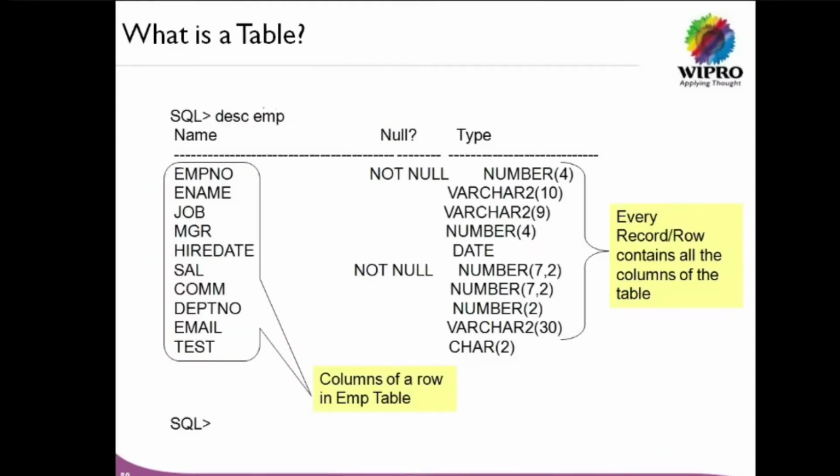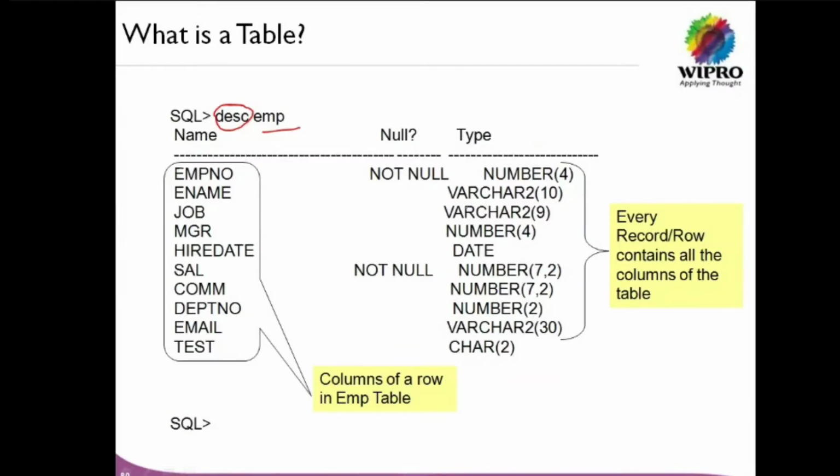And then there is another command to view the schema, which is called describe. Describe means to view the logical schema of the table. So here the table is employee. What is the schema of this employee table? Here we have employee number, employee name, job, manager, hire date, etc. There are so many columns in the table, and the data type of the columns.